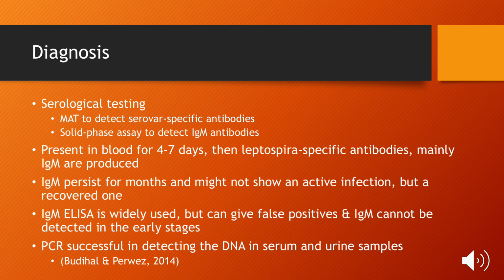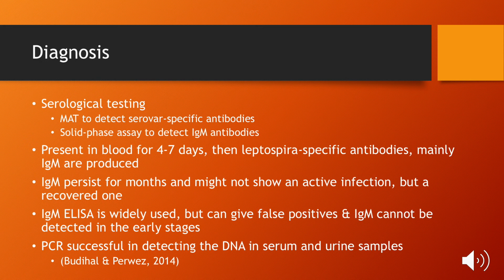The agent is present in blood for 5 to 7 days, and then Leptospira-specific antibodies, mainly IgM, are produced. The IgM normally persists for months and might not show an active infection, but a recovered one. There's also IgM ELISA, which is widely used. However, as we learned, it is sensitive and can give a false positive, and the IgM can actually not be detected in the early stages.